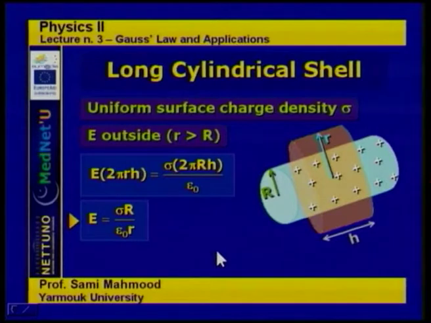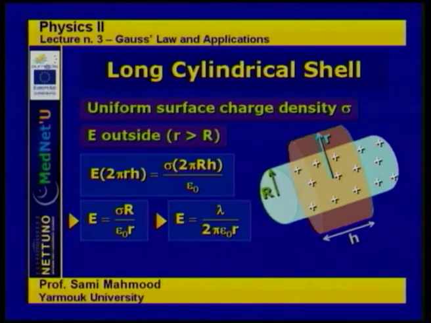And then we get E is equal to simply sigma times capital R, which is the radius of the cylindrical shell, divided by epsilon naught r. Small r is the position at which we are interested in calculating the electric field. And if we replace sigma by lambda, because we have a cylindrical shell, we can look at the charge distribution either as surface charge distribution per unit area, or as linear charge distribution per unit length of the cylinder itself. So sigma times 2 pi R h is the same as lambda times h.